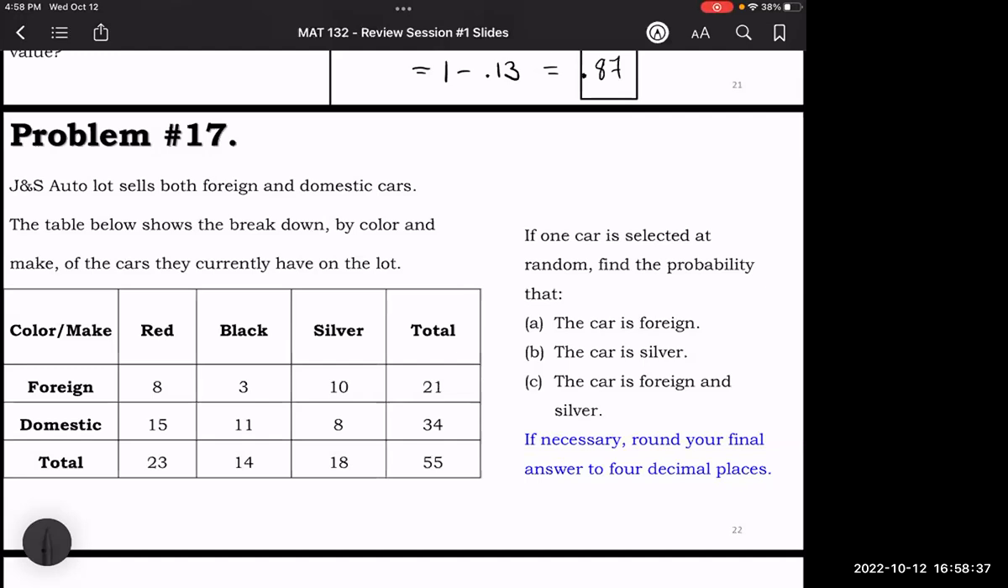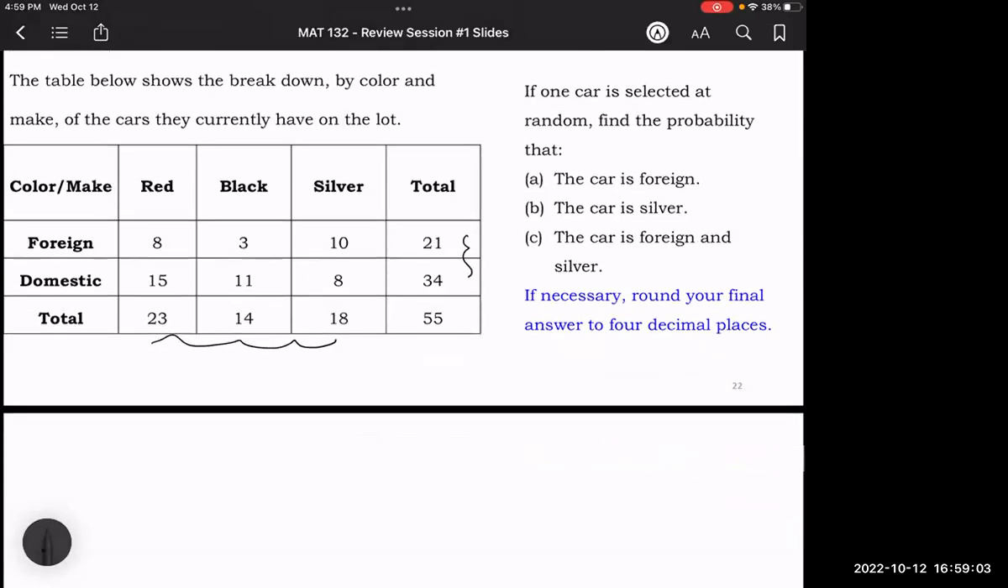What is your sample space? For the sample space, you can take the sum of the bottom row, or the sum of the last column, like 21 plus 34. That's the same thing as 23 plus 14 plus 18. Okay, if one car is selected at random, find the probability that the car is foreign. So for part A, we're finding the probability of foreign.